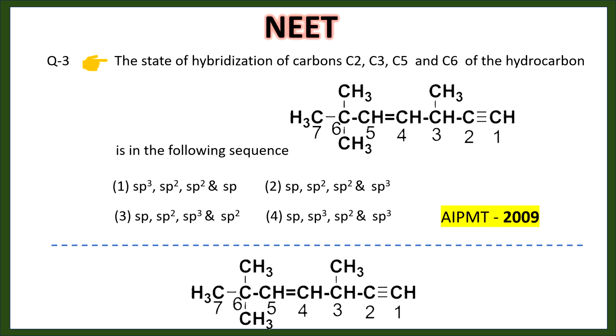Question number 3, the state of hybridization of C2, C3, C5 and C6. These are the options given. And now let's see. We have to find C2 and C3. So C2 attached with a triple bond, sp; C3 all single bond, sp3; then C5, C6: C5 double bond, sp2, and C6 sp3. So the sequence is sp, sp3, sp2, sp3.